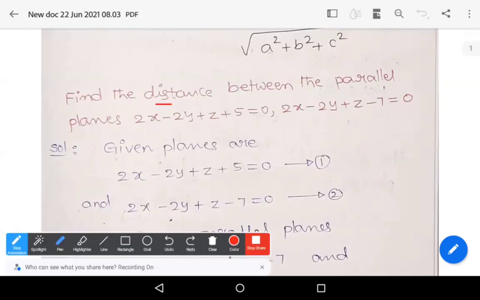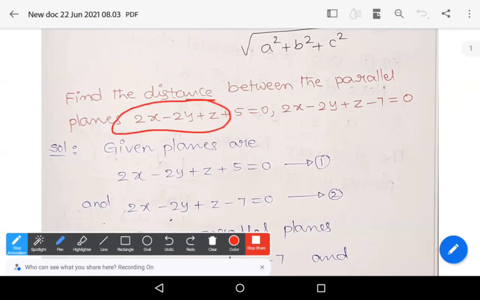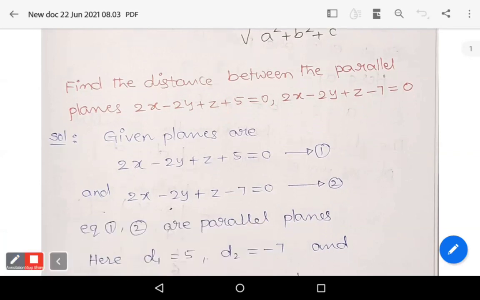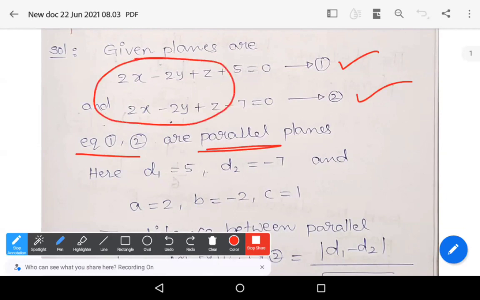First one, find the distance between the parallel planes 2x - 2y + z + 5 = 0 and 2x - 2y + z - 7 = 0. You observe that the coefficients of x, y, z in parallel planes are in the same ratio, meaning they completely coincide. These are the given planes, equation 1 and equation 2. Very clearly, they are parallel planes because the coefficients of x, y, z are the same.